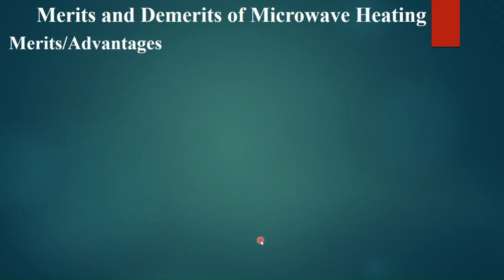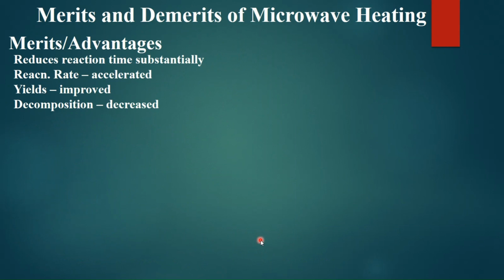One of the best merits or advantages of microwave usage for heating is it substantially reduces the reaction time, which is achieved by enormous increase of acceleration of the rate of the reaction. Because of this enormous acceleration of the rate of the reaction and reduction of reaction time substantially, it improves the yields by decreasing the decomposition. This is the major advantage of using microwave for heating.